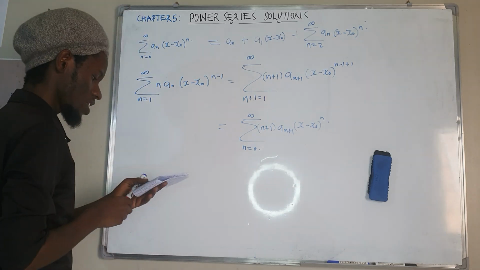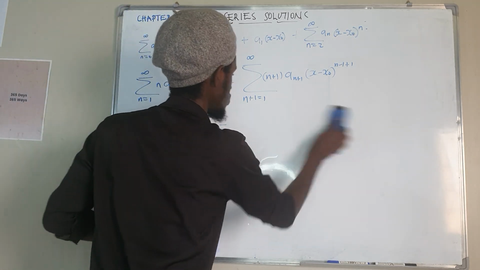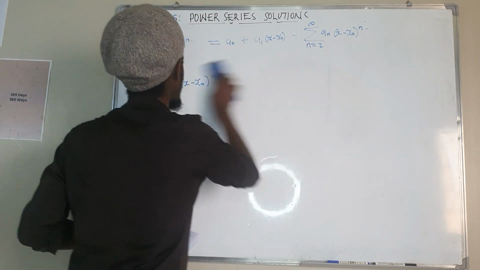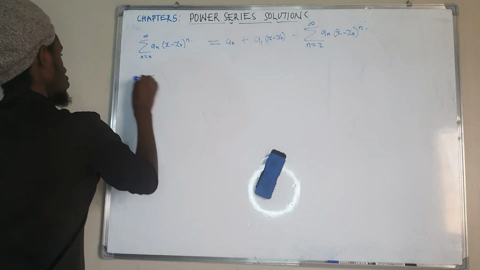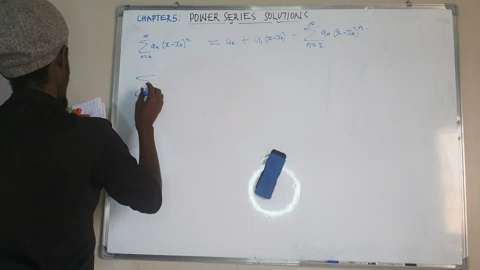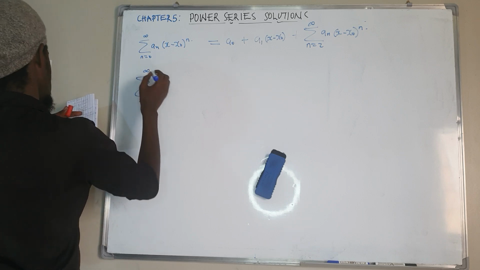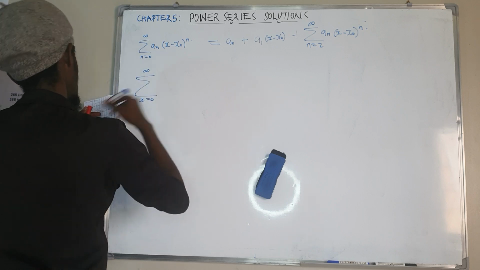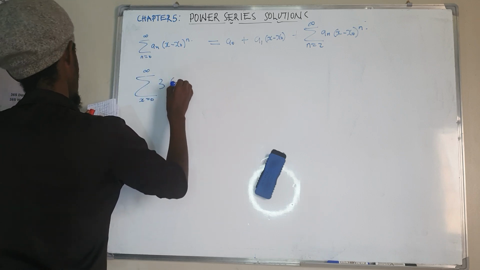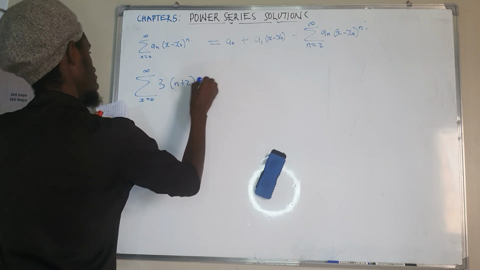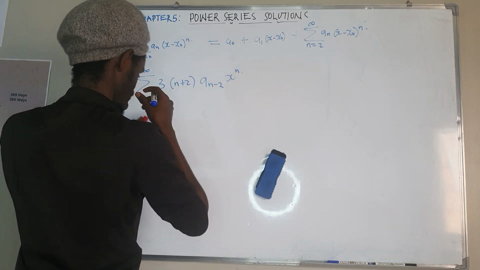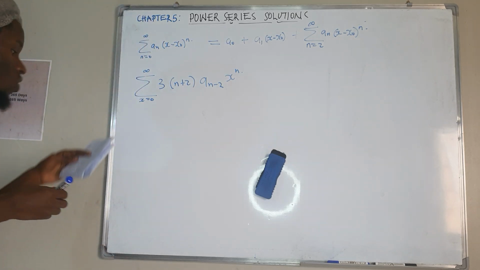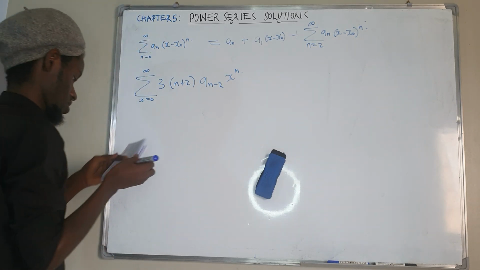Yes, the last example we can do here is for us to. Here, let me just give you another classical example. We may have the summation from n equals 0 up to infinity of (3n plus 2) a_(n minus 2) x power n, just like that. How do you see that one? We have that simple example like that.